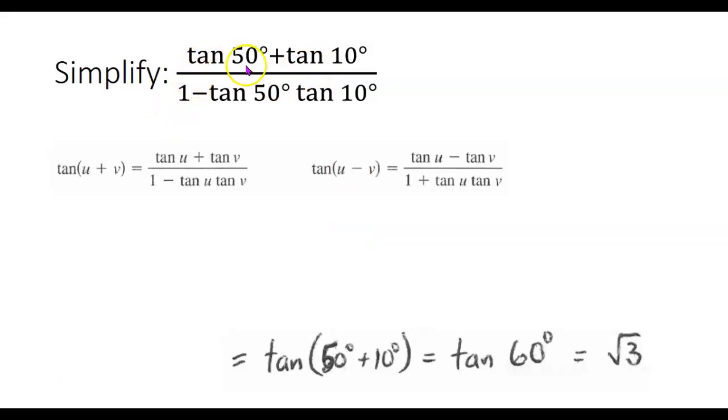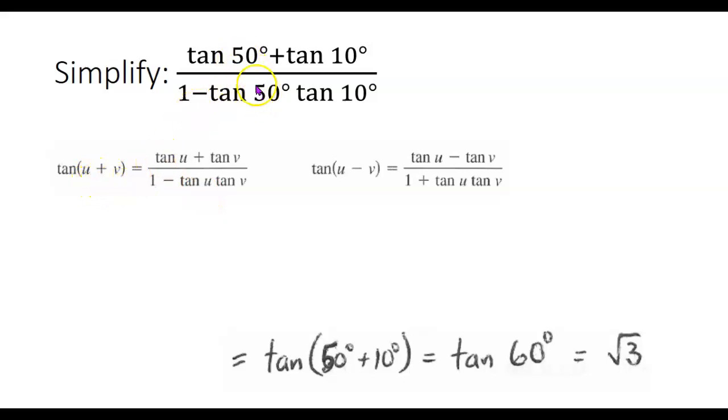Finally, what about the tangent of 50 degrees plus the tangent of 10 degrees over 1 minus the tangent of 50 degrees times the tangent of 10 degrees? That kind of expression looks like what's on the right side of one of those tangent formulas for the tangent of a sum or a difference. And because we've got a plus on top and a minus on the bottom, it's the first one, the one for the tangent of u plus v.